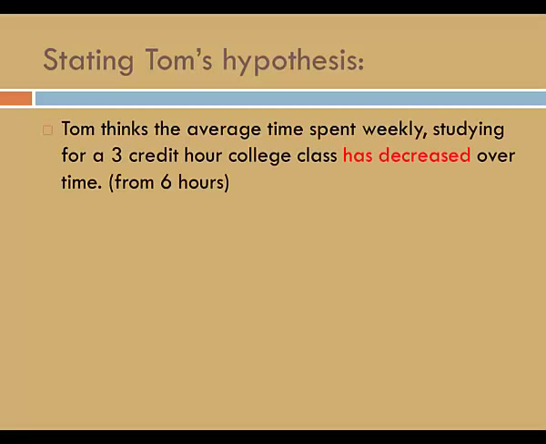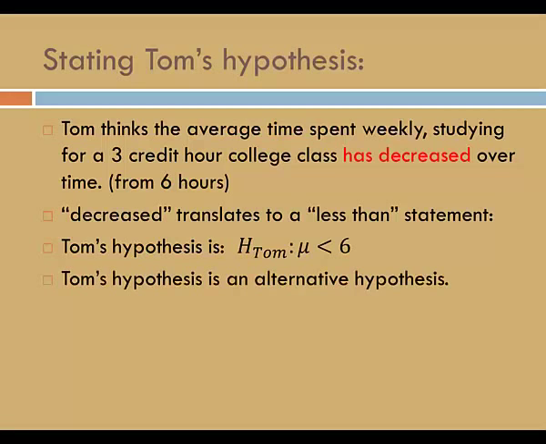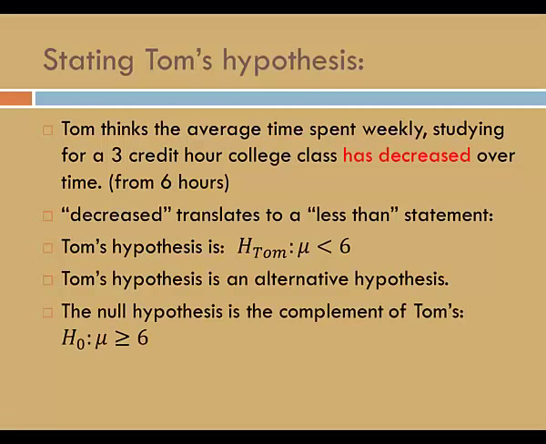Tom thinks the average time spent weekly studying for a 3-hour college class has decreased over time. Decreased translates to a less than statement. Tom's hypothesis is that the mean is less than 6. Tom's hypothesis is an alternative hypothesis. The null hypothesis is the complement of Tom's. H0 is mu is greater than or equal to 6. Greater than or equal is the complement of less than.